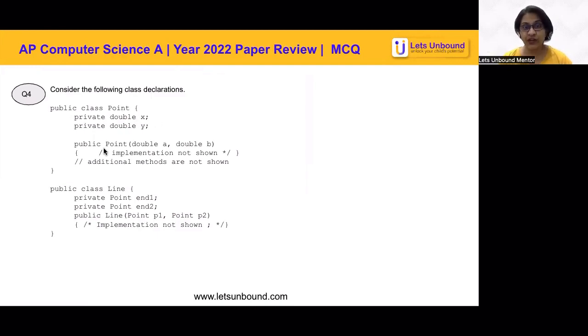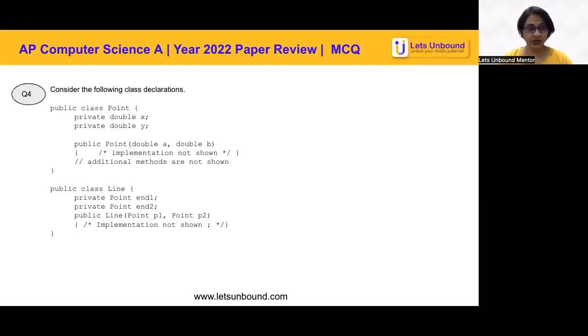Now, in the constructor of class Point, we are accepting two parameters. The implementation of the constructor and the additional method is not shown, so we need not worry about it. The next class is the Line class. It has two private instance variables, both of type Point. Now let's look into the constructor. The constructor again takes two parameters of type Point.